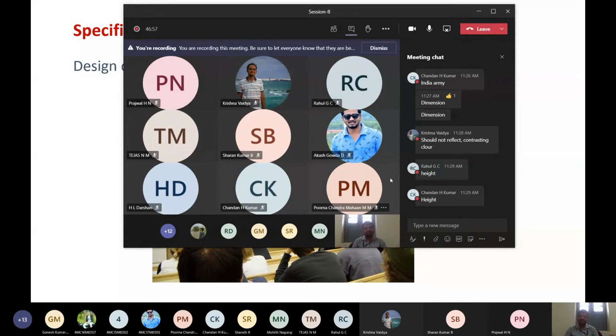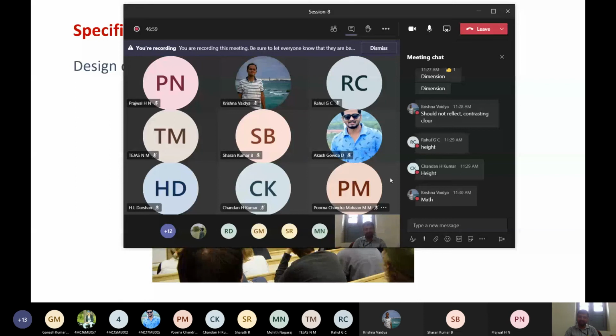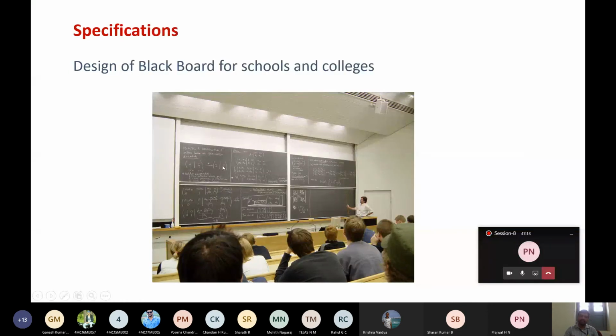Again, those who are doing derivations and mathematics will demand a very large blackboard. Some teachers will say that if the size is small, that is sufficient for us. The next question is, whom do you satisfy? Now we are able to realize the specification of a blackboard.